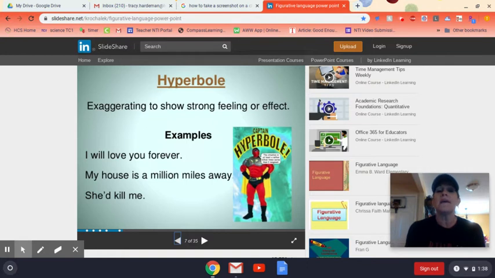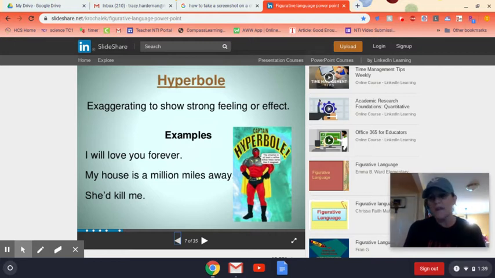And hyperbole is when you use extreme exaggeration to get your point across. You're exaggerating to show strong feeling or effect. So here, some of the examples is saying, I will love you forever, or say that you are coming home from vacation and you feel like you've been on the road forever. You might say, oh, my house is 1,000,000 miles away. Literally, your house is not 1,000,000 miles away, but you are expressing that strong feeling of you're ready to get home.